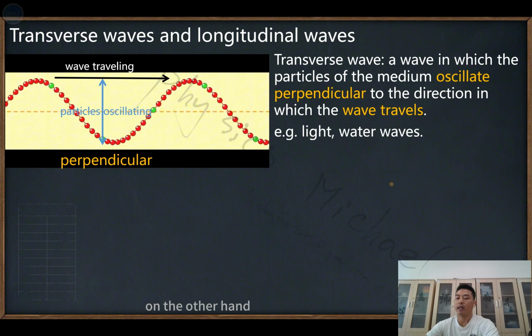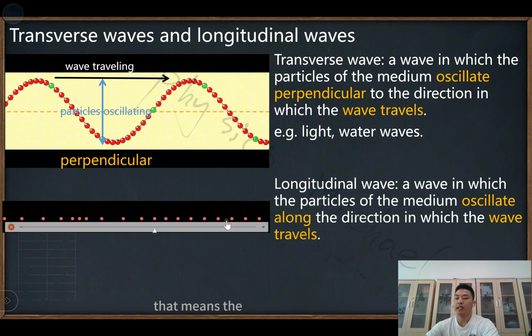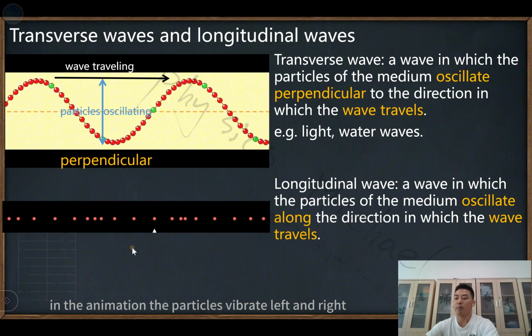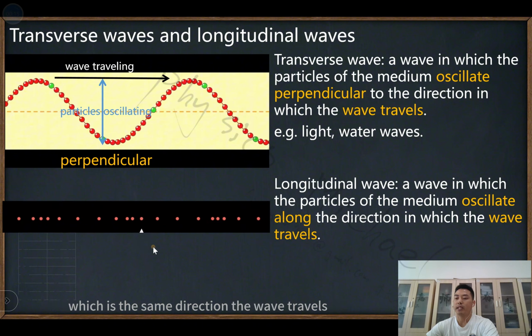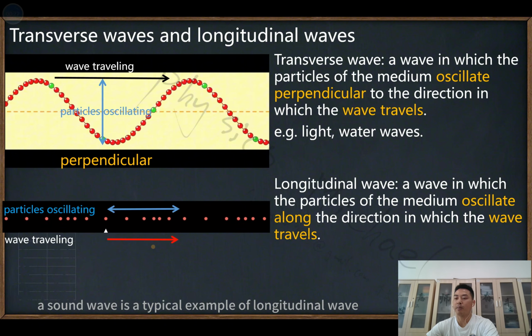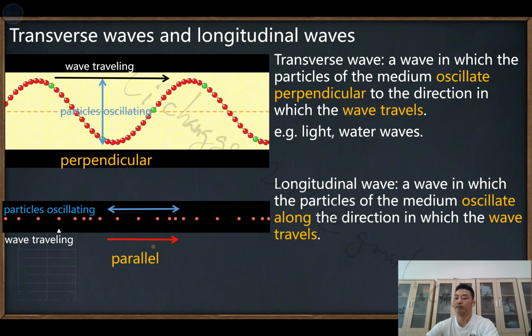On the other hand, in a longitudinal wave, the oscillations are parallel to the direction of wave travel. That means the particles move back and forth in the same direction that the wave is moving. In the animation, the particles vibrate left and right, which is the same direction the wave travels. A sound wave is a typical example of a longitudinal wave. Air molecules vibrate back and forth along the direction that sound moves.